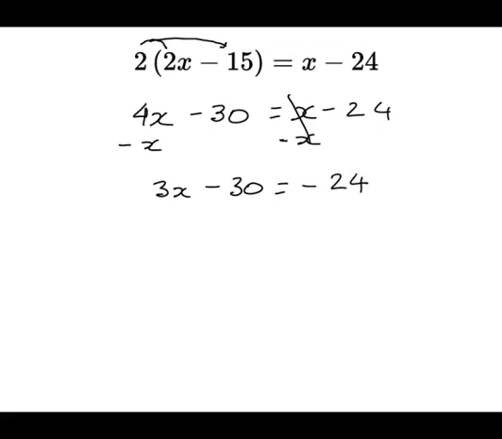Next I want to get rid of the minus 30, or take away 30 on the left hand side, so the opposite of that is plus 30. So we have to do that to both sides. These two cancel each other out and we're left with 3x equals minus 24 add 30, which is 6. To get rid of the 3 that's connected to the x, we have to divide by 3 to both sides. So 3 and 3 cancel each other out, which leaves us with x, and 6 divided by 3 would be 2.